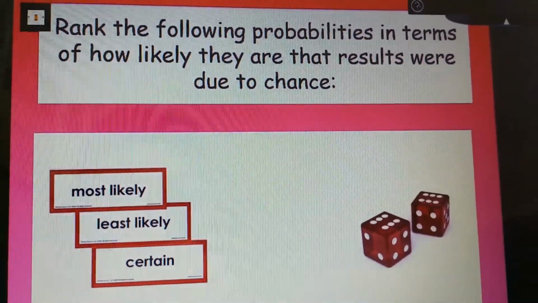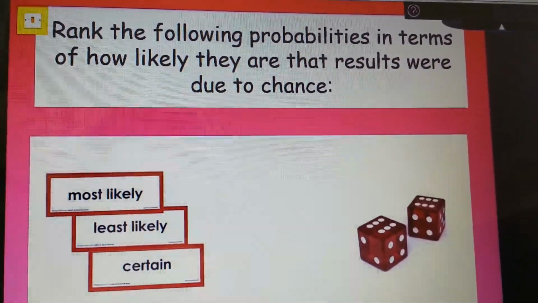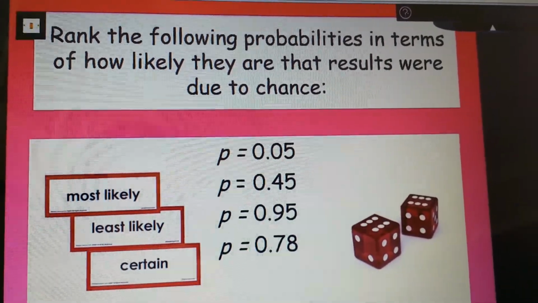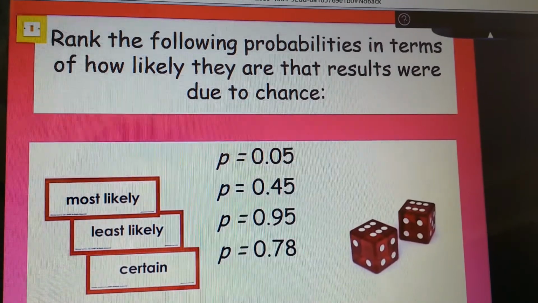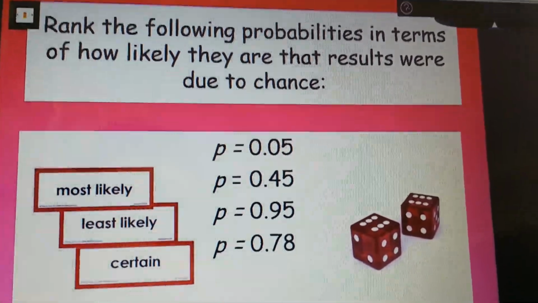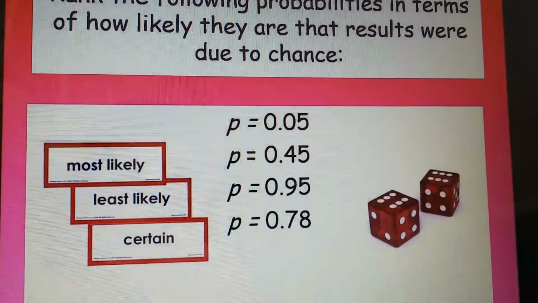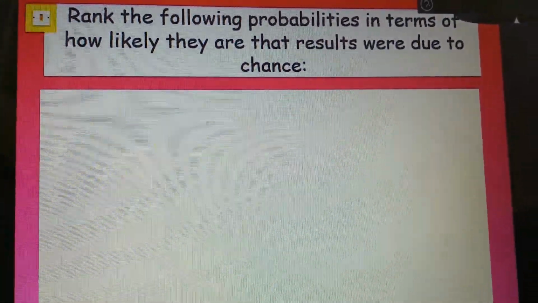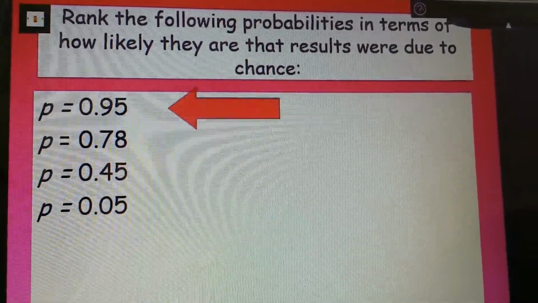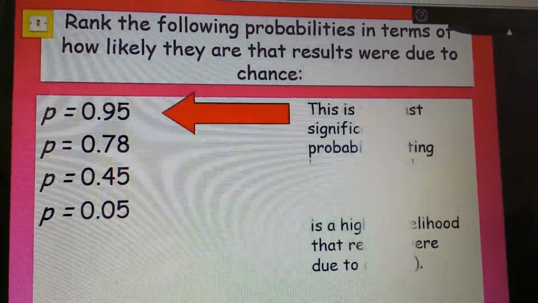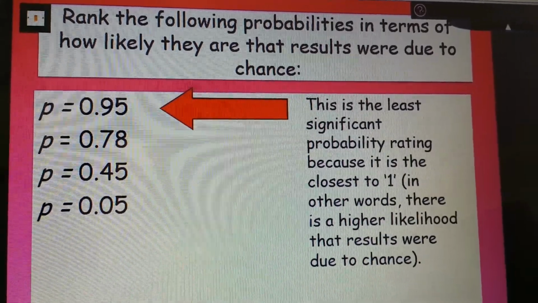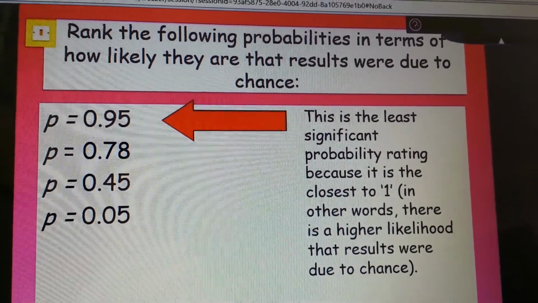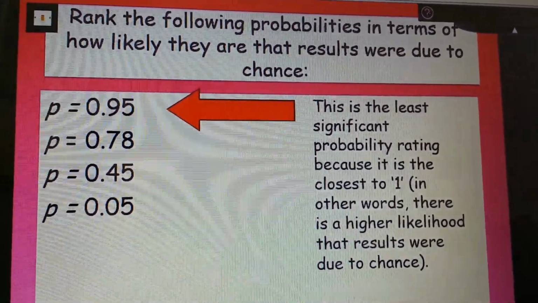So if we have a look at these probabilities, consider how likely they are that the results were due to chance. Which is the most likely, which is the least likely, and which is the most certain. So if we look at these, 0.95 is the least significant. It is the closest to 1. There is a higher likelihood that the results were due to chance.